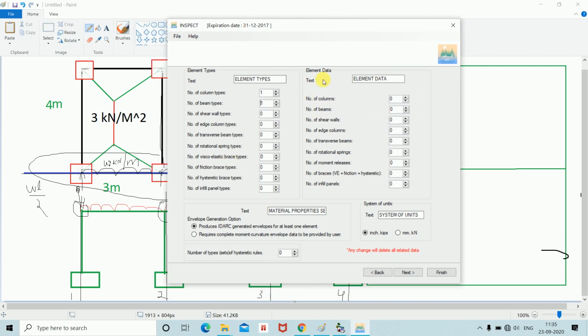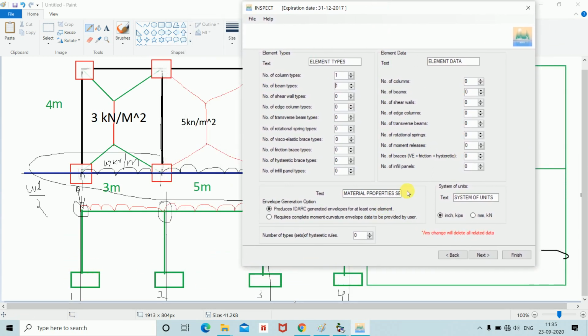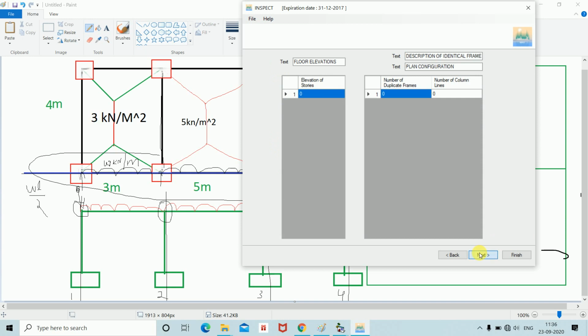Okay. Then coming to number of columns, how many columns for this frame? 1 2 3 4, 4 columns. Okay, you write 4 columns. Number of beams, how many beams are there in this particular two dimensional frame? 1 2 3, 3 beams. Then number of shear walls, we are not providing anything, so you put 0. Okay, and you change the units from kip-inch to kilonewton-millimeter. Then number of types of hysteresis rules, you can put a 1. If you want to get accuracy, then you have to increase the number of hysteresis rules.